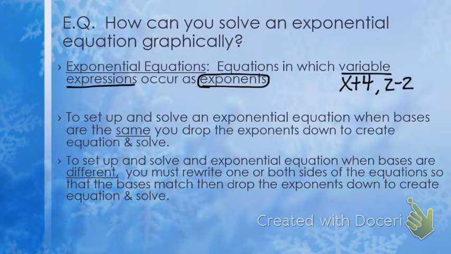But look at this second way. To set up and solve an exponential equation where bases are different. So what do we do if our bases are different? You must rewrite one or both sides of the equations so that the bases match. Then you can drop the exponents down to create equations and solve. So, fill in the blank, highlight the word different, highlight rewrite one or both sides.